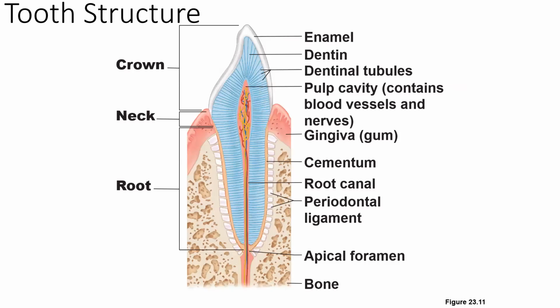Typical tooth right there. Crown, neck, root. Here's the periodontal ligament. Here is the cementum layer there. The gingiva is the gum line. There's the pulp cavity. There is the dentin, and there's the enamel.